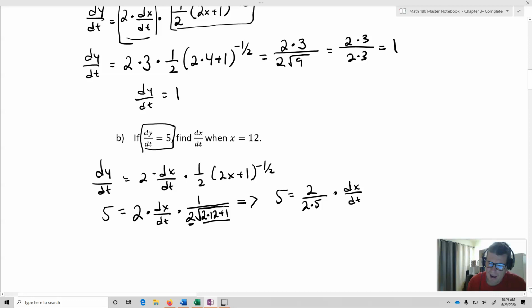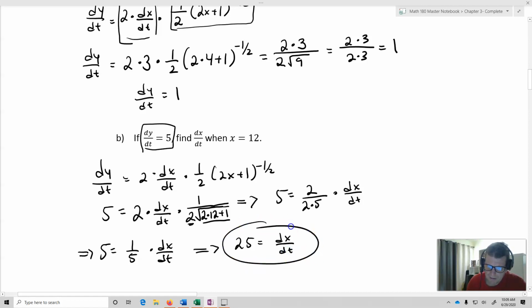What we can do now is, this is going to be 2 over 10 or 1 over 5. So this then is going to be 5 equals 1/5 times dx dt. And so that gives me that 25 is equal to dx dt. That's it. That's the basic process. That's like the underlying process.